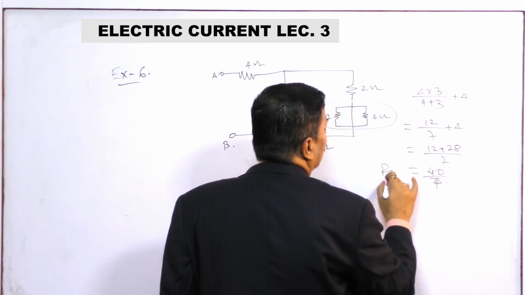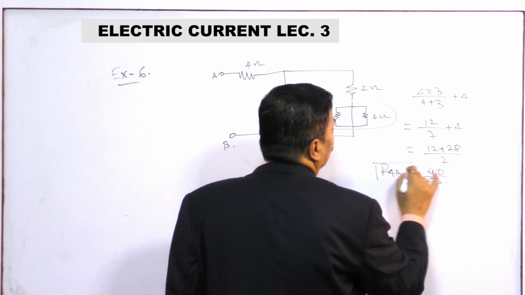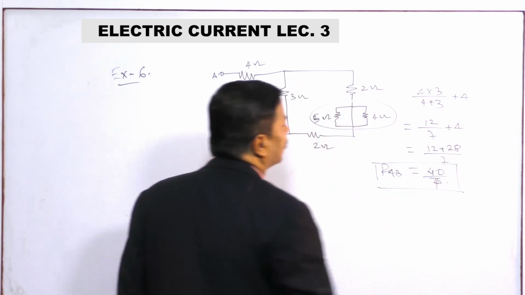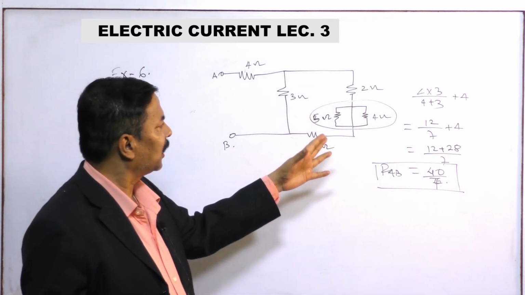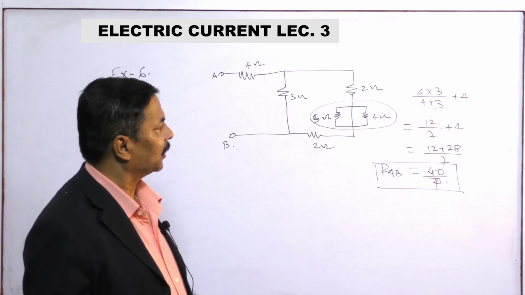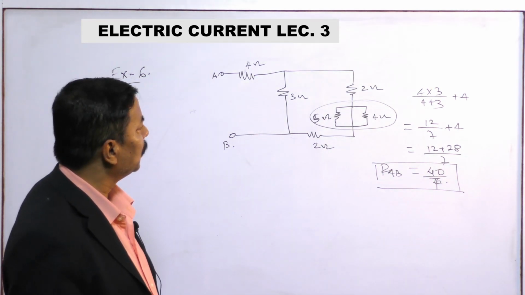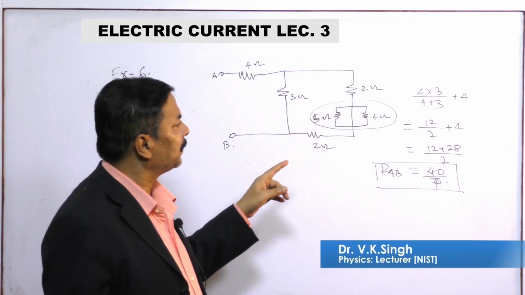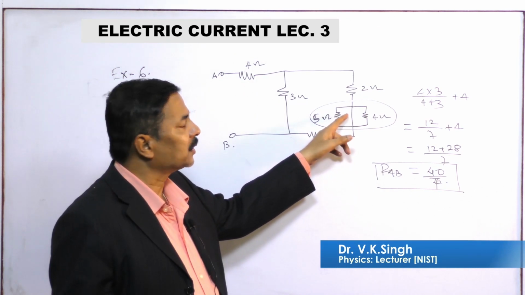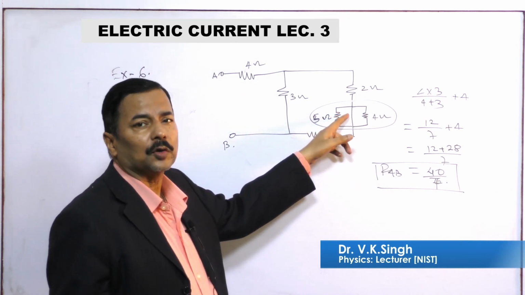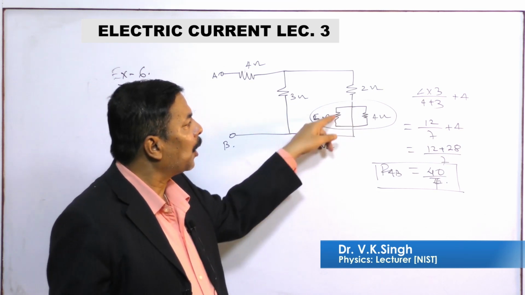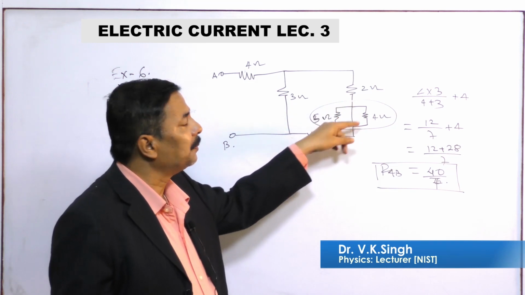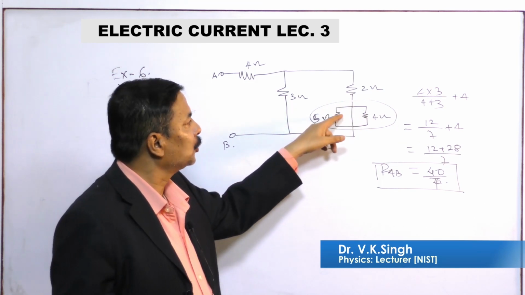So RAB, in this case you will be getting 40 by 7 if the calculation that we have done is correct. If some calculation error is there, you can correct it. What I want to tell you here, my main concept is to make you understand this concept of short circuiting. If short circuiting is there, then this type of combination gives you zero resistance. That means it will behave as a wire, so you are not supposed to use this resistance.